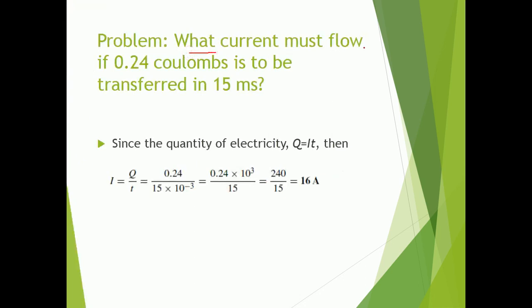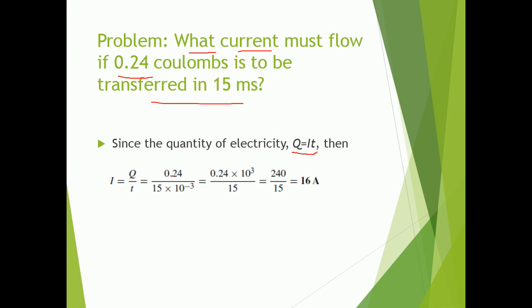What current must flow if 0.24 coulombs is to be transferred in 15 milliseconds? First of all, let us see the values which are available with us. We have 0.24 coulombs, which is charge. Time period is given as 15 milliseconds, and we know that the formula for charge is Q = I into T, where I is current and T is time period. Q is given to us, T is given to us, and we need to calculate current, which is I. So I is equal to Q by T.